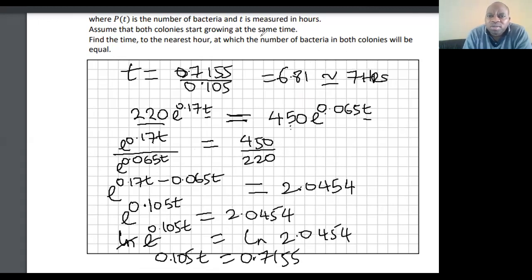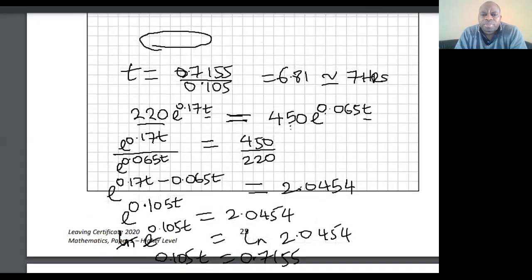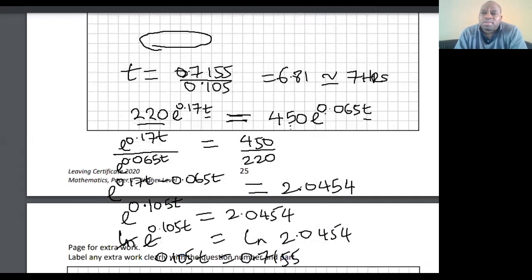It's because the question said find to the nearest hour. So always read the question and look at the condition attached to the question. Very important, because if you leave the answer at 6.81, you will lose mark. So always pay attention to the questions, the condition attached to the question. Very important, you know. Yeah, that was the end of that question.